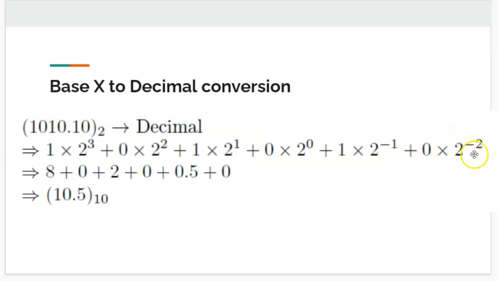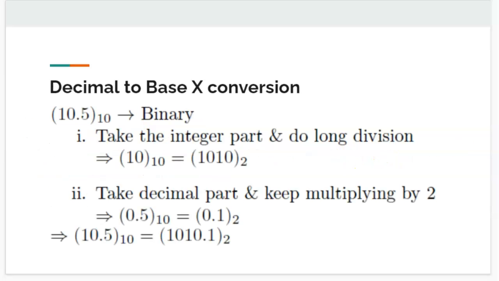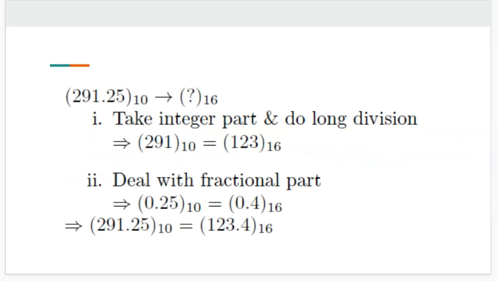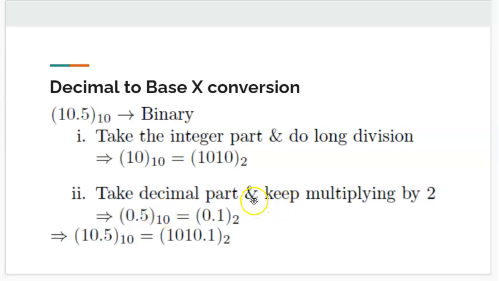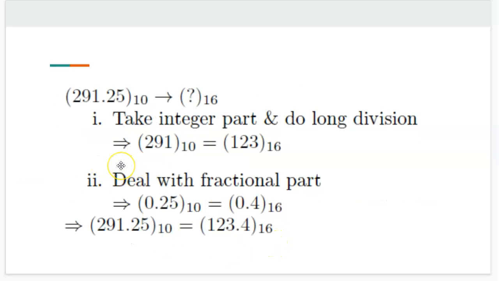Like it's 2 power minus 1, 2 power minus 2. So you just multiply it by 2 to find out the coefficient, and whatever integer part you get, you just write it down. So that is how you obtain this. So similarly, you can convert into any base you wish.